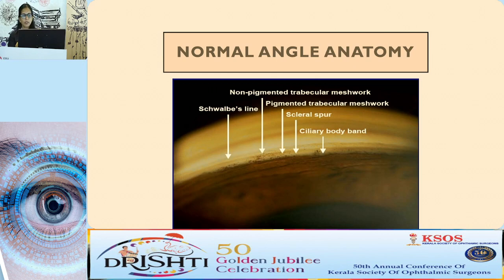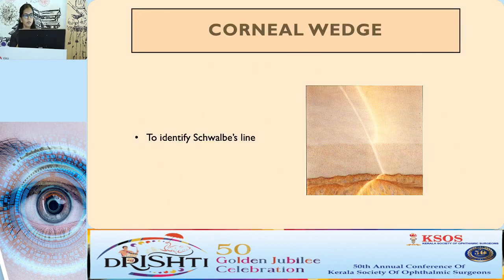So what is an occludable angle? When the non-pigmented trabecular meshwork is not seen in 3 quadrants of the angle, without indentation or manipulation in the primary position, it is called an occludable angle. The corneal wedge apex can be used to identify a Schwalbe's line so that we can differentiate a pigmented Schwalbe's line from the trabecular meshwork.